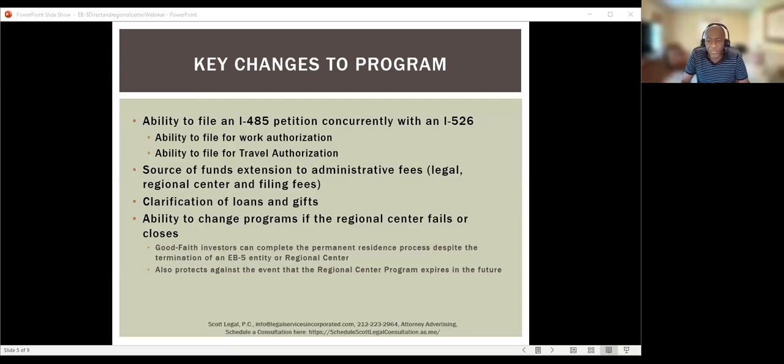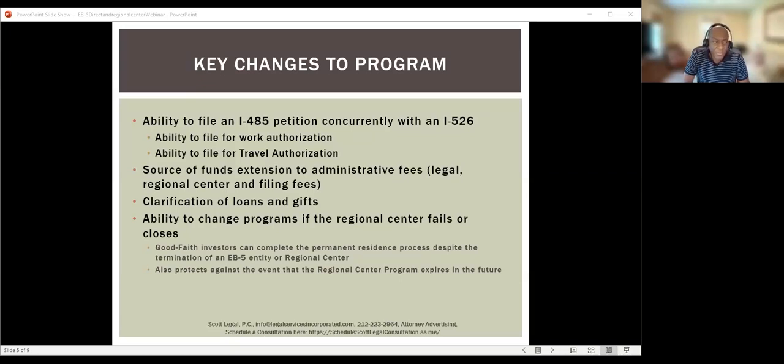And there were some other changes related to if the regional center fails, because before, if there was a regional center and there was like a tornado and the tornado destroyed the regional center, the person was just out of luck, right? There was no provision in the statute for any remedy whatsoever. And now there is some limited remedy provided there.